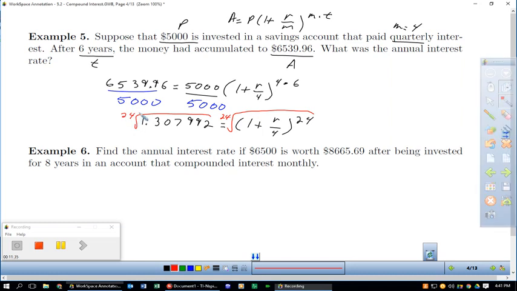All right, so the 24th root of my answer is 1.011. I'm going to round that right there. Equals 1 plus R over 4. All right, subtracting 1 from both sides, we get 0.011.